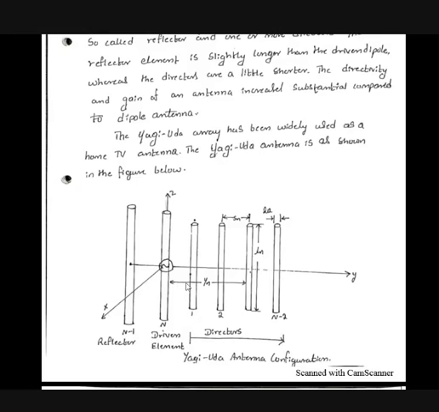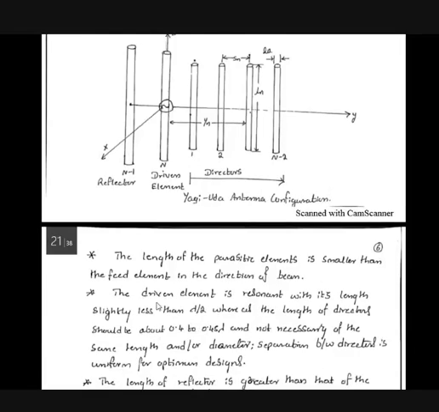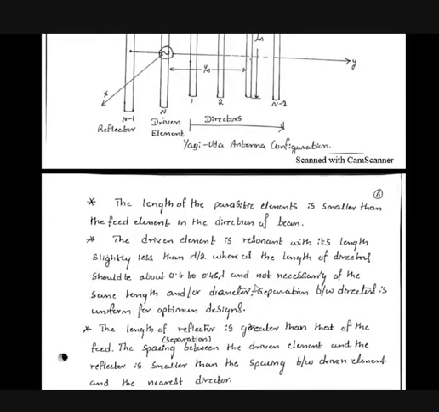As you can see in this particular figure, n minus 2 directors have been connected. The radius is a, the diameter is 2a, and the distance between two directors is s_n. The length of the director is l_n. Now we can see the length of the parasitic element.